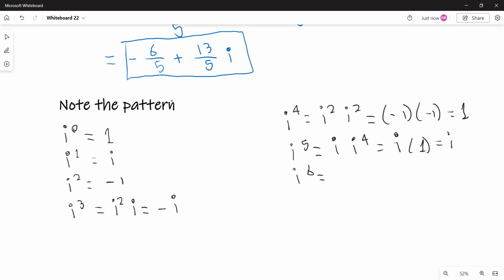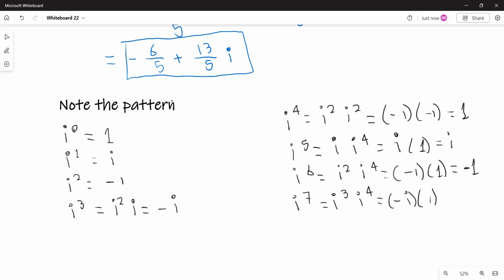i to the sixth. This is i squared times i to the fourth, where i squared is negative 1, and i to the fourth is 1. And i to the seventh, it's i cubed times i to the fourth, where i cubed is the opposite of i, and i to the fourth is 1.